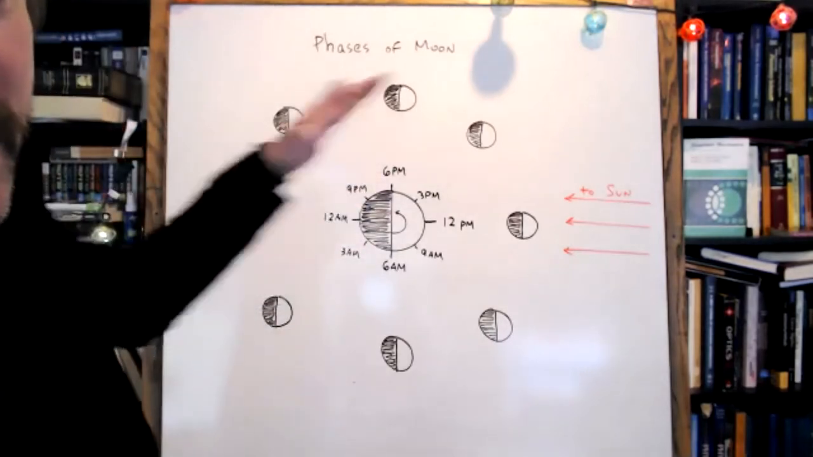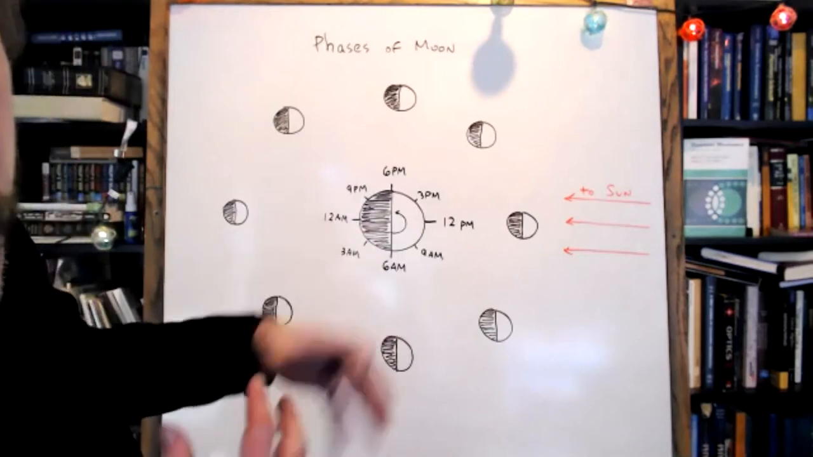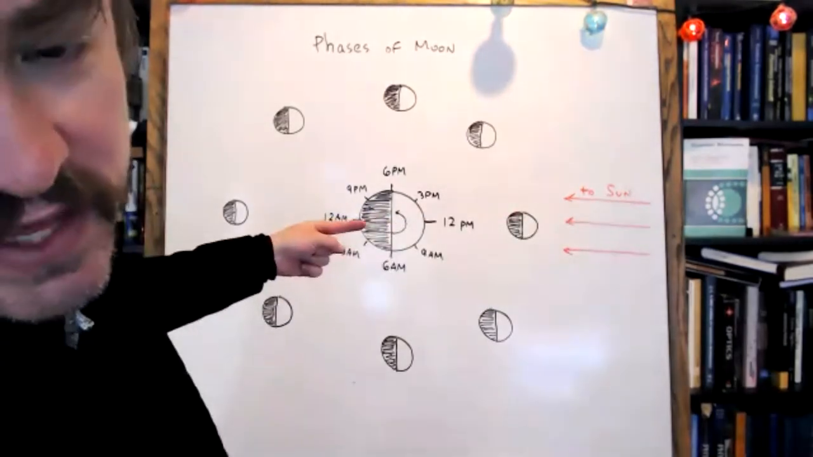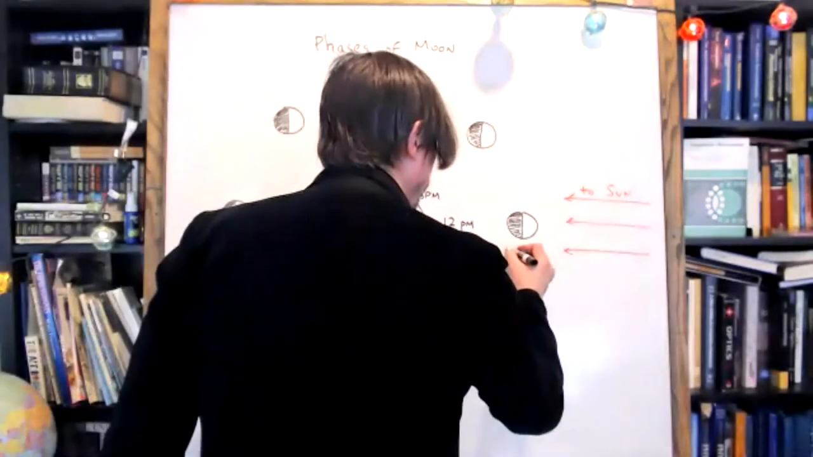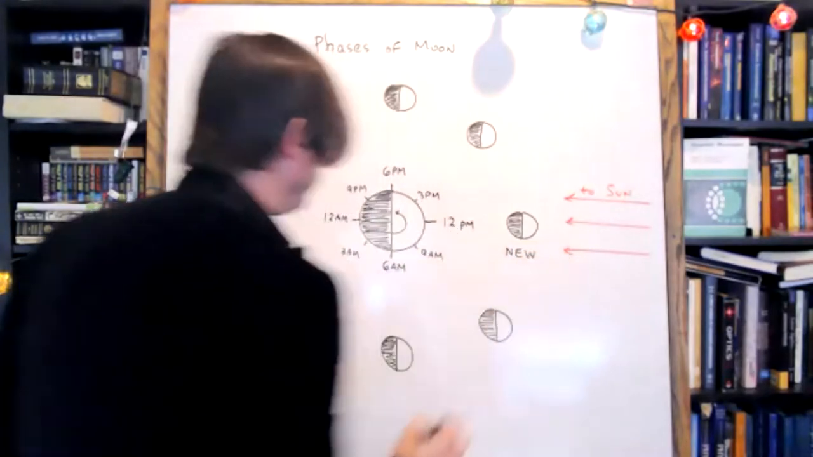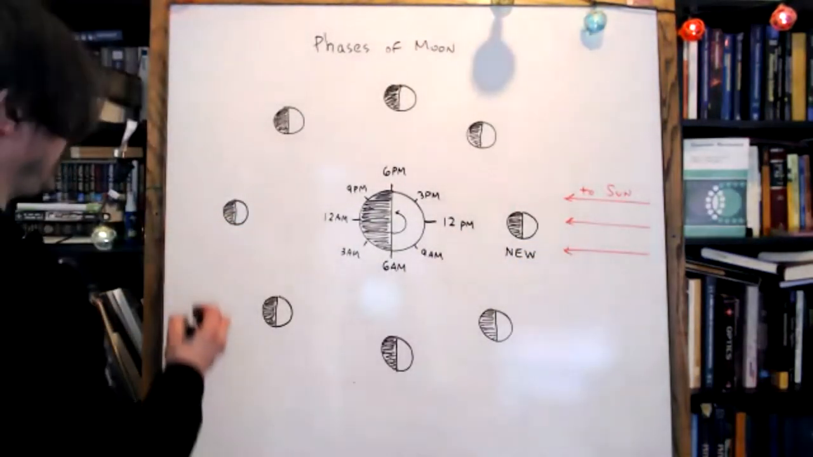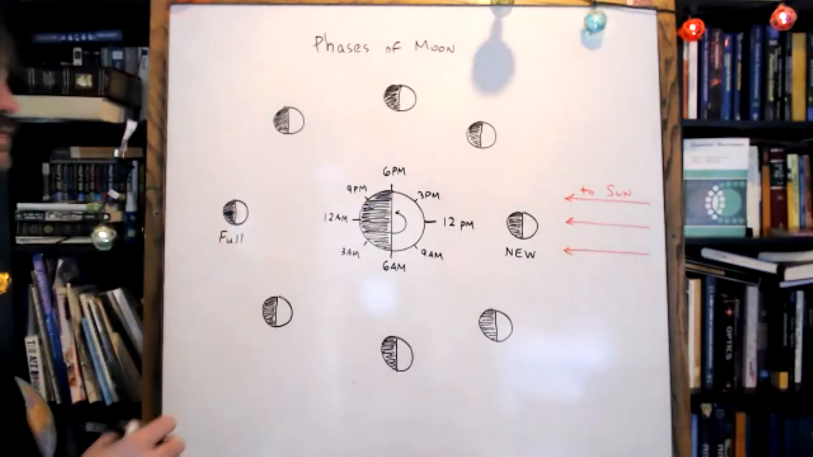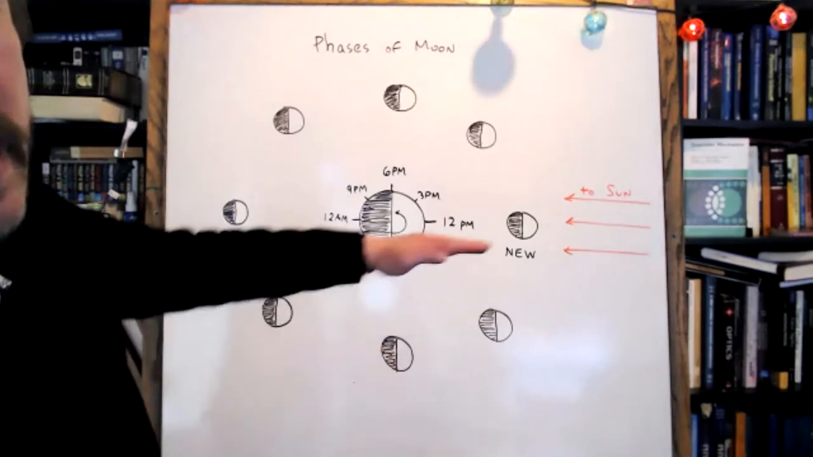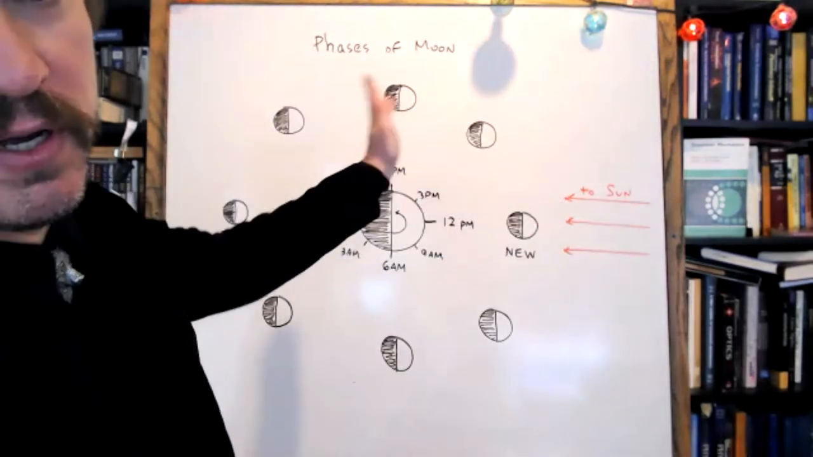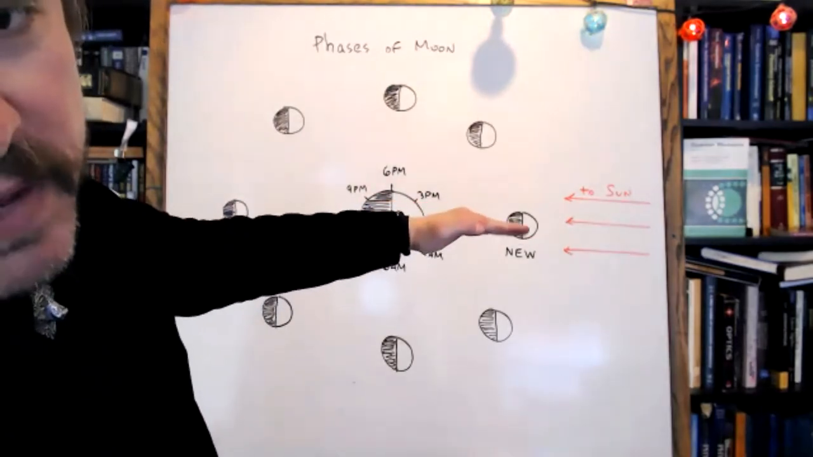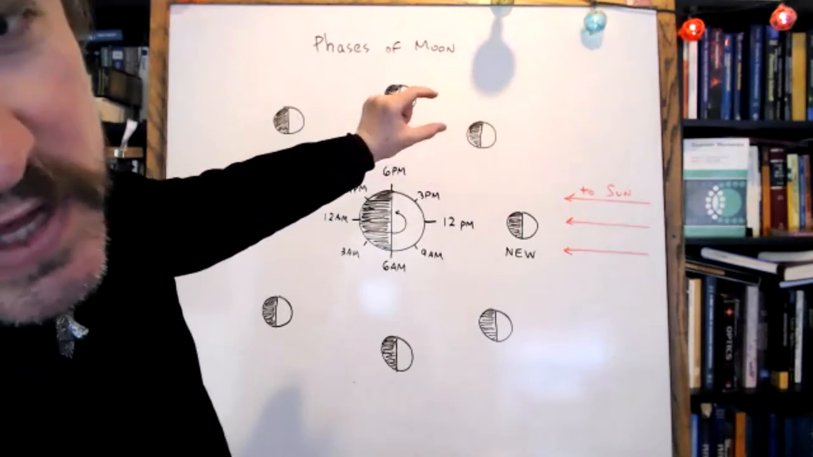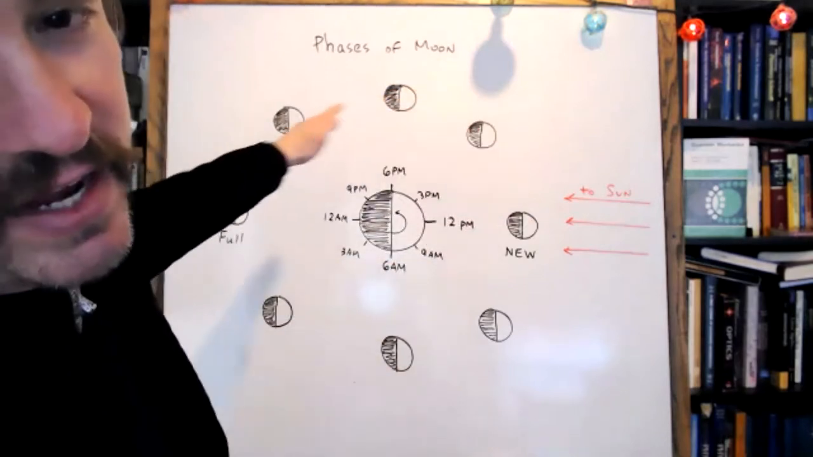Okay, let's go ahead and label all the phases of the moon and then I'll show you how they look when they're on the sky. The moon that is in between the Earth and the sun is called the new moon. The moon that's on the other side of the Earth from the sun is called the full moon. As the moon goes from new to full, it's going to be growing and it's going to get brighter and bigger, well, not bigger in angular size, but you'll see more illumination.